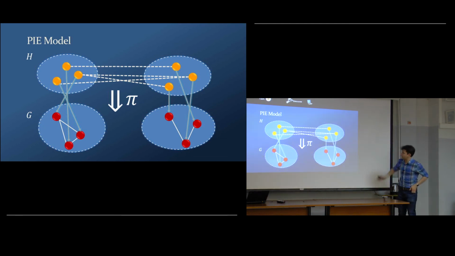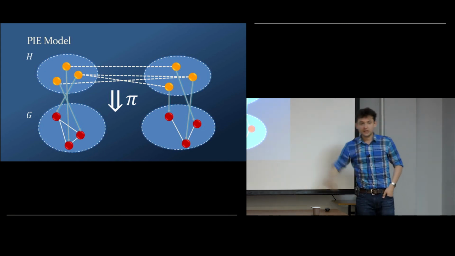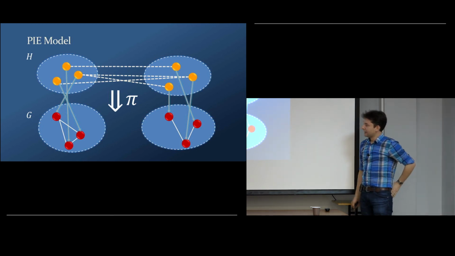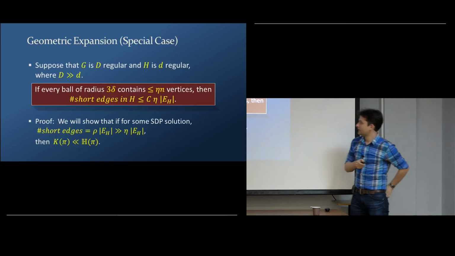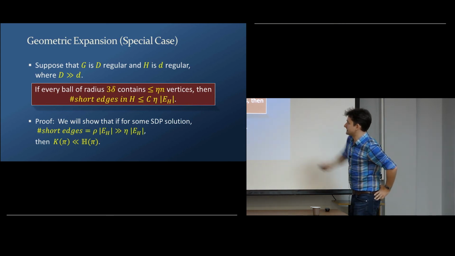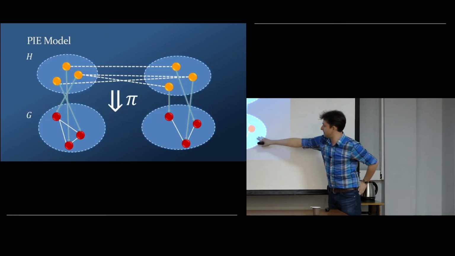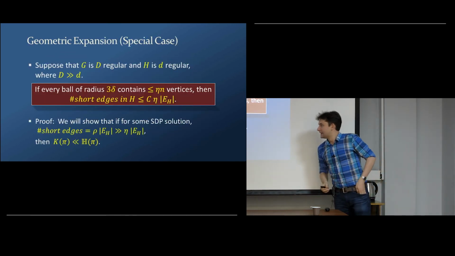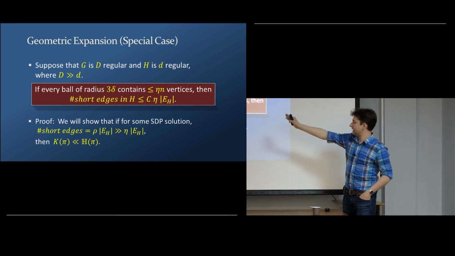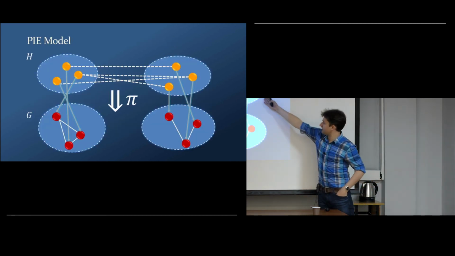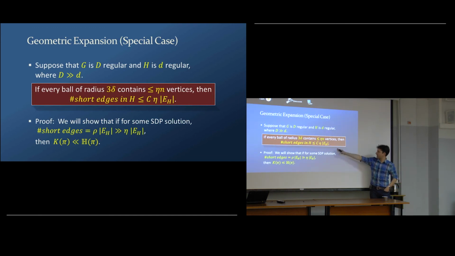For the proof, let's recall once again what the pi model was. We had 2 graphs, G and H, chosen by the first and second adversary, and we had the random mapping pi. What we want to show is that if G is a capital D regular graph, and H is a small d regular graph, then the following claim holds: if every ball of radius 3 delta contains at most eta n vertices, then the number of short edges in H is at most the original number of edges in that graph times eta and times some constant.